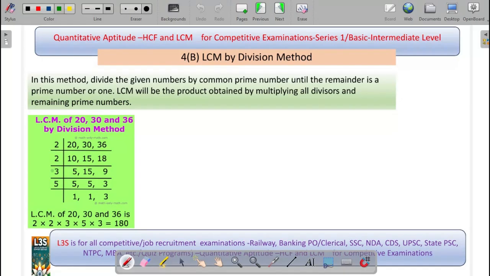Now we have to multiply all the remaining numbers: 2 into 2 into 3 into 5 into 3. And when we multiply this, we will get 180.